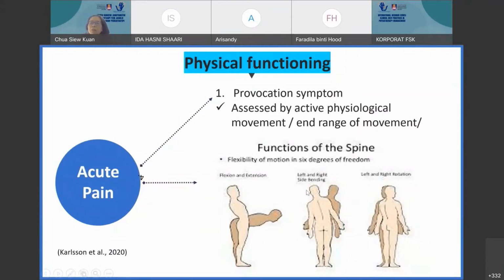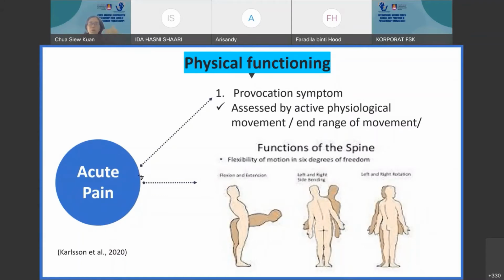The active physiological movement is shown in this picture, for 6 degrees of freedom: forward, backward, side, rotation. All the instructions must be clear; maybe you can have this diagram shown on the wall. So I want you to perform this motion, after that, next, after that, next. But be careful.